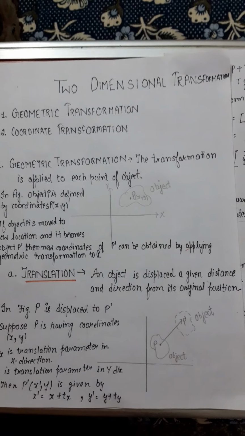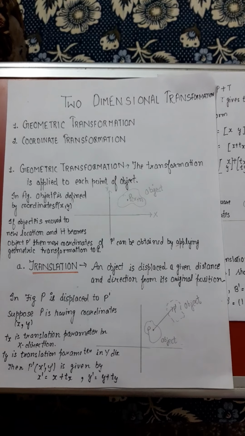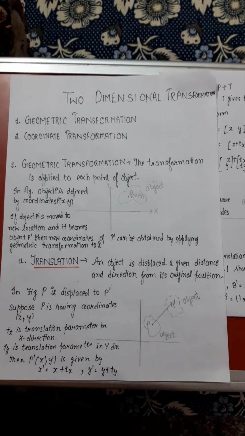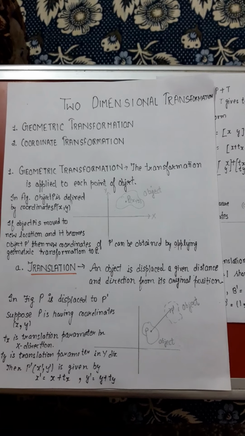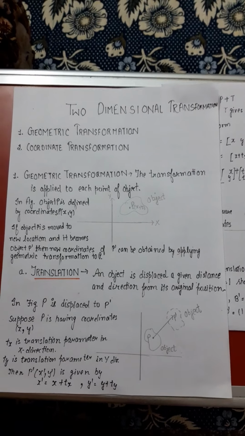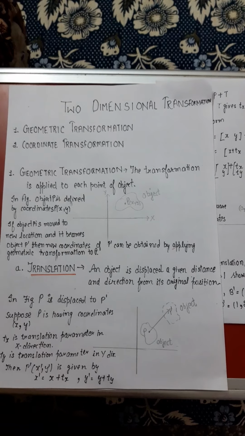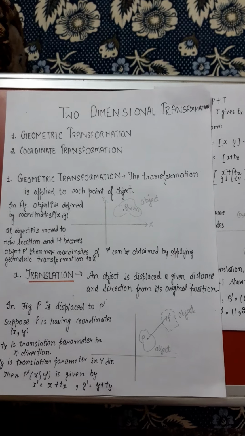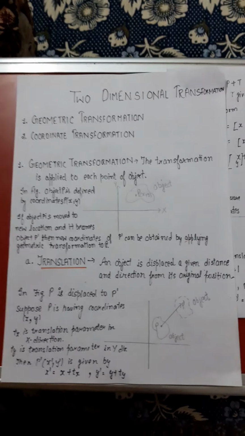In this diagram, P is an object having coordinate xy. If I want to change its size or if I want to displace it to some other distance, then this process is called geometric transformation, right? So in the figure, the object is defined by the coordinates xy. If the object is moved to a new location, then its coordinates will change, and we can find out the new coordinates on the basis of the original coordinates, by applying translation or transformation, right?